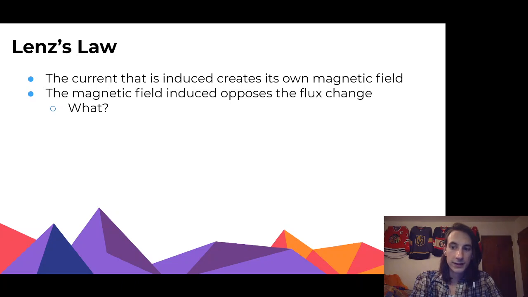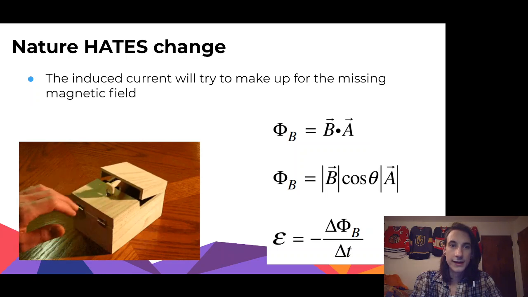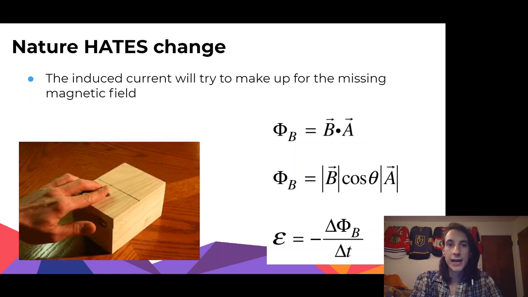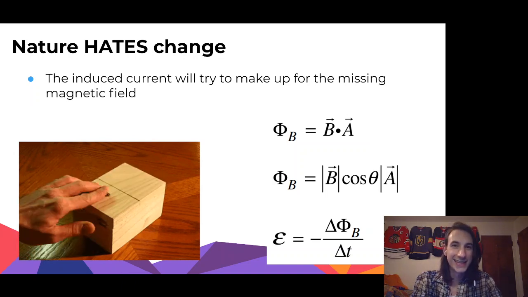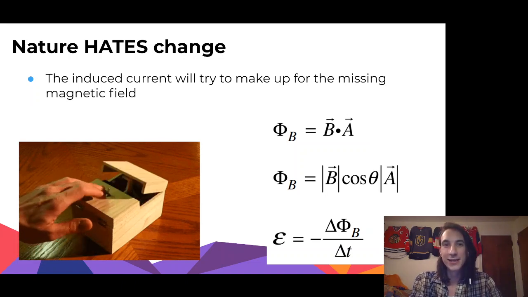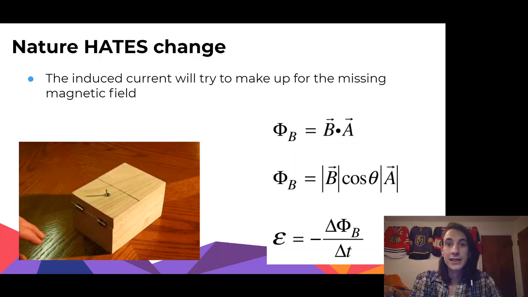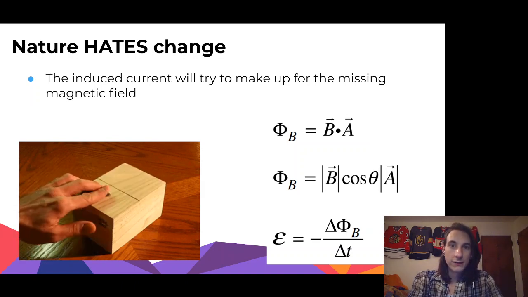Okay, let's look at what that means. So pretty much what it boils down to is this idea that nature is going to hate change. Nature is not going to like change. Maybe you guys can kind of sympathize with that right now. I don't like this change of being in this e-learning. We don't like change. We like our routines. We like what we're used to. So what we're going to say is the induced current will try to make up for the missing magnetic field.